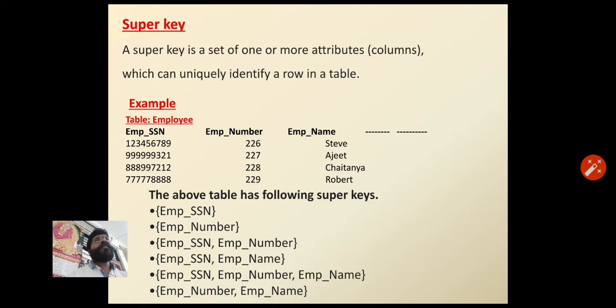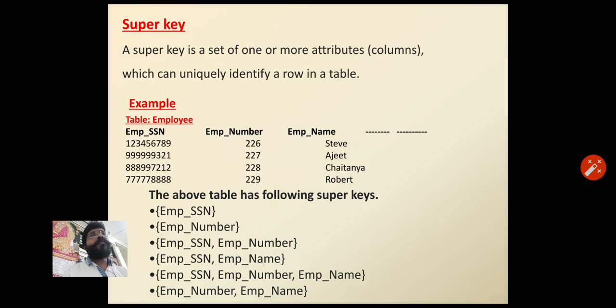For example, suppose we illustrate with an example, a table named employees, which has attributes employee SSN number, employee number, employee name and others maybe. Basically we can use three attributes. So, in three attributes, how many attributes can be single or combined to identify a unique row?